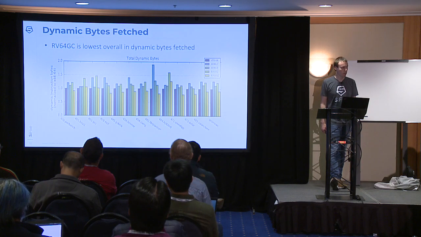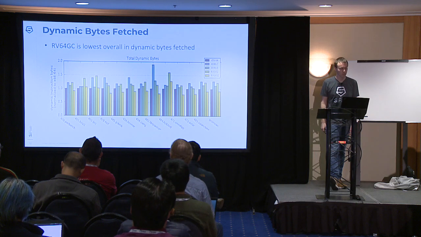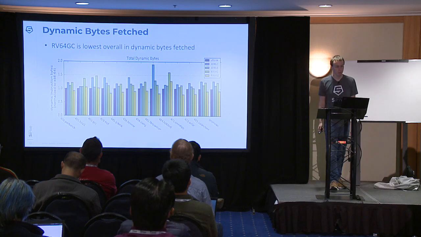People think x86 is a quite dense instruction encoding, but the 64-bit ISA is really not that dense of an instruction encoding, and it's not super duper hard to beat.